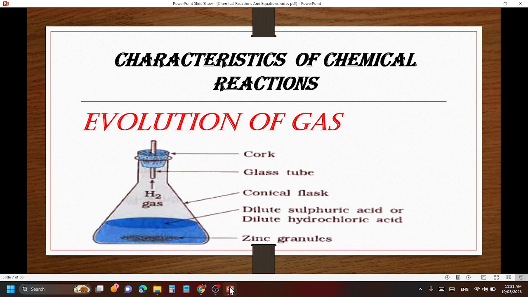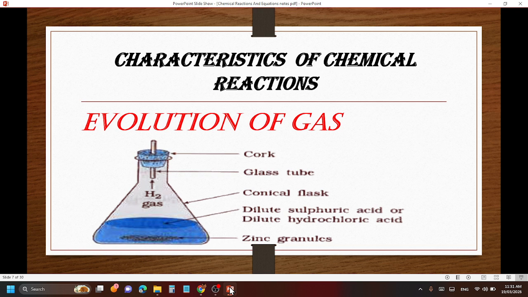Now, characteristics of chemical reactions. How can we judge that a chemical reaction has taken place? Whenever you have seen a court matter in movies, the judge will ask first: what is the proof that he is accused, that he is guilty? They provide the proof and accuse him of theft or some crime. Similarly, there are some proofs to show that a chemical reaction has taken place, and they are called characteristics of chemical reactions.